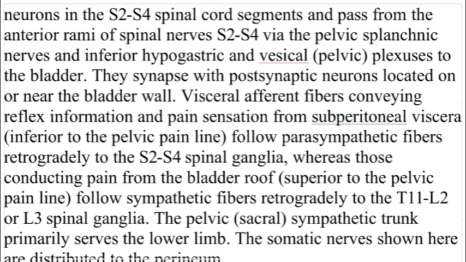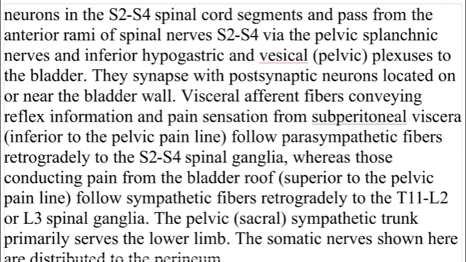Such fibers follow parasympathetic fibers in a retrograde manner to the S2, S3, S4 spinal ganglia, whereas those conducting pain from the bladder roof, that's superior to the pelvic pain line, follow sympathetic fibers retrogradely to the T11, L1, L2, or L3 spinal ganglia. The sacral sympathetic trunk primarily serves the lower limb.